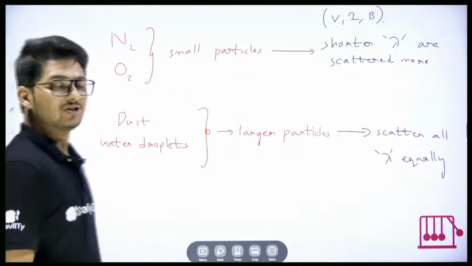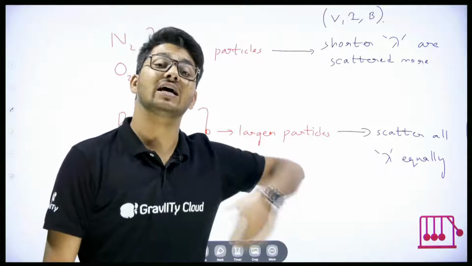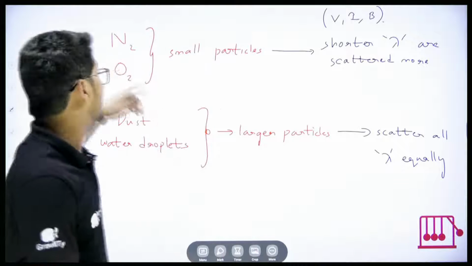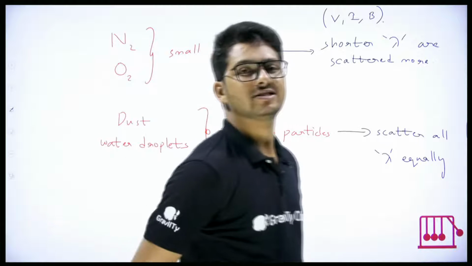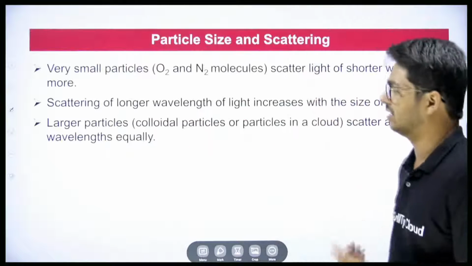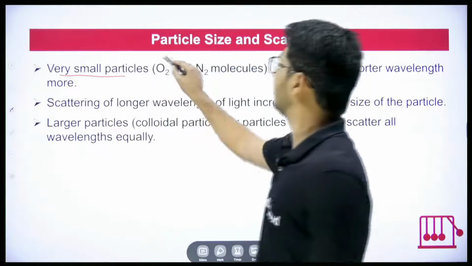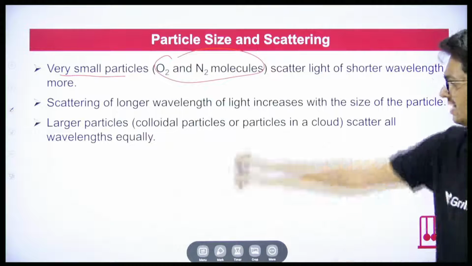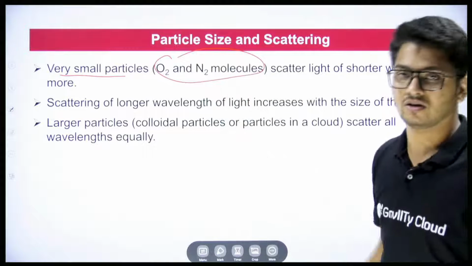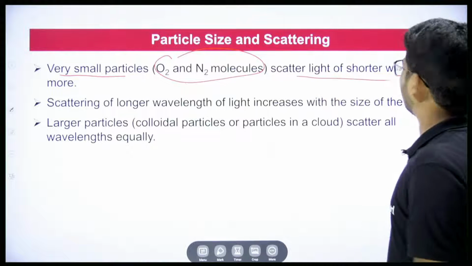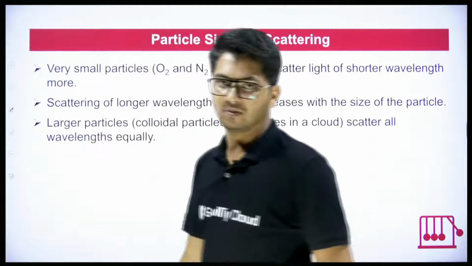Right? So how does the scattering happen? Which light will be scattered more will depend on the size of particles. That's what is written here. Very small particles, oxygen and nitrogen molecules, which are present in air and are part of the atmosphere, scatter light of shorter wavelength more.